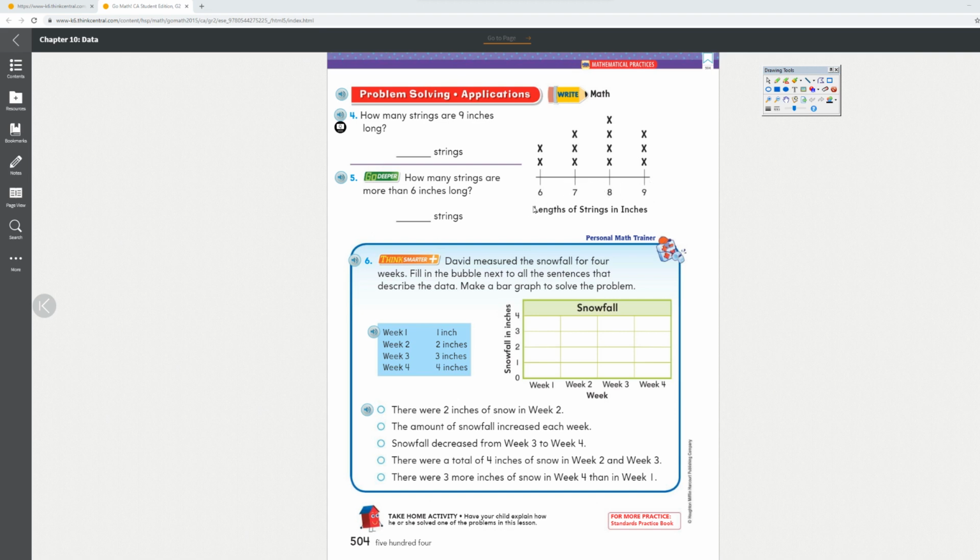Because we have here the title, lengths of strings in inches, so we know that the strings are going to represent the x's, and this is the length down here. The 6, 7, 8, 9 is the length in inches. So how many strings are 9 inches long? If we know the x's are the strings, we need to go to the 9 inch and figure out how many there are. So we can count them and see that there are 3 in the 9 inches. So we can conclude that there are 3 9-inch strings. So the answer for number 4 would be 3.